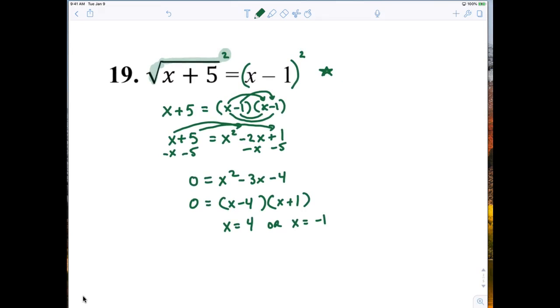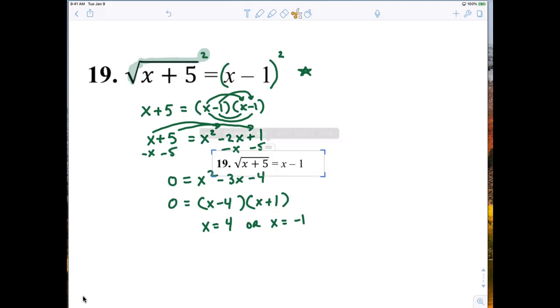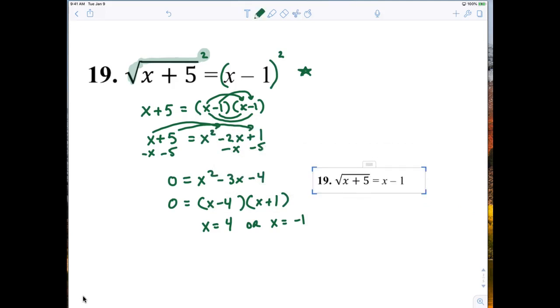So now I need to look. See my problem. My original was here, right? So, do you think negative 1's going to work? Nope. The reason negative 1's not going to work, now please listen, if I were to plug negative 1 in here, that would make a square root equal to a what? Negative. So is that possible? No. So this is our extraneous solution.